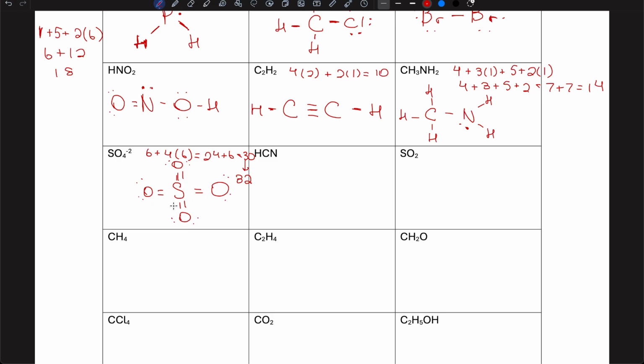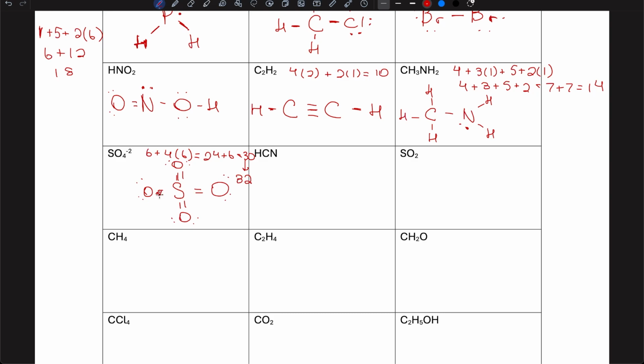And so let's count up how many valence electrons we actually have in the structure. 1, 2, 3, 4, 5, 6, 7, 8, 9, 10, 11, 12, 13, 14, 15, 16, 17, 18, 19, 20, 21, 22, 23, 24, 25, 26, 27, 28, 29, 30, 31, 32, 33, 34. We have 2 extra valence electrons in this structure. And we also don't have a charge. So this structure is actually incorrect.